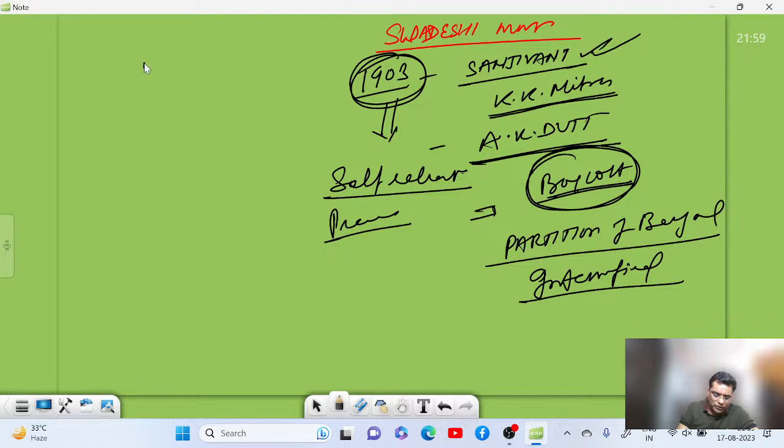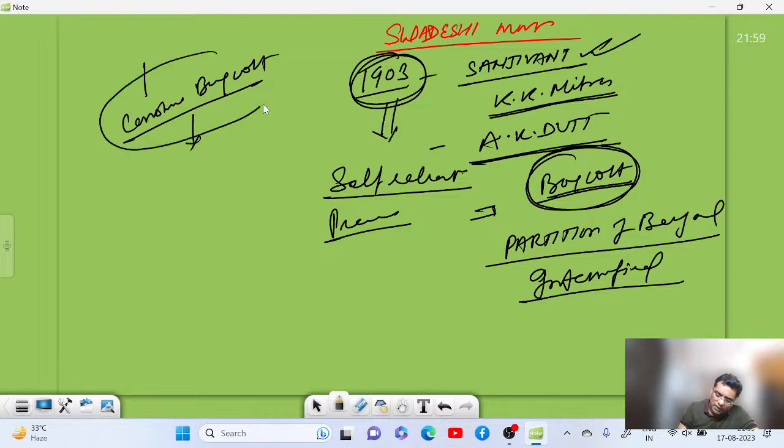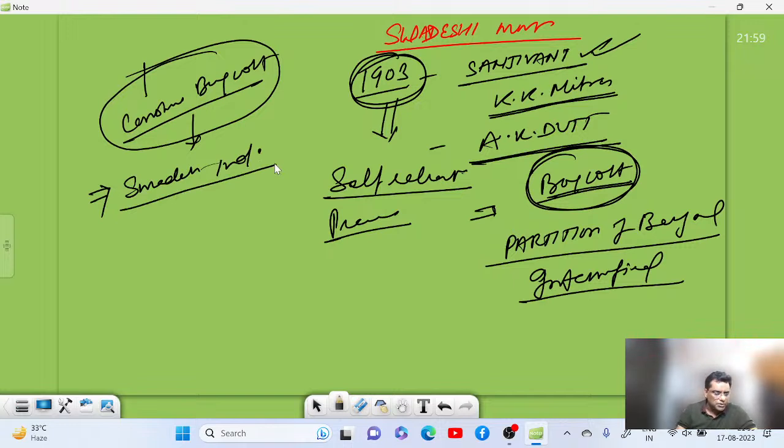The concept of constructive boycott, which was taken up by Gandhi in the national movement, was beautifully managed during the Swadeshi movement as well. You'll find that many Swadeshi industries had been established during this period.